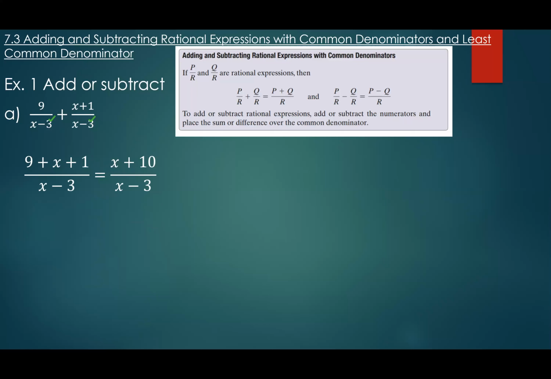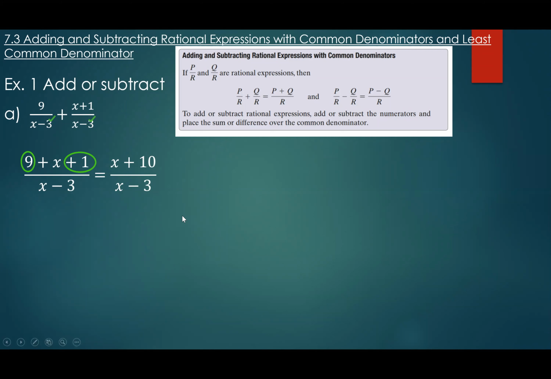So in this case, my denominator is x minus 3. I kept x minus 3. We don't take x minus 3 plus x minus 3. We will never add or subtract the denominator. All we do is keep the denominator, x minus 3, and combine the top, 9 plus x plus 1, by combining like terms. Your like terms are the 9 and the 1, those are your constants, so you add them together. And that is all that is in 7.3.